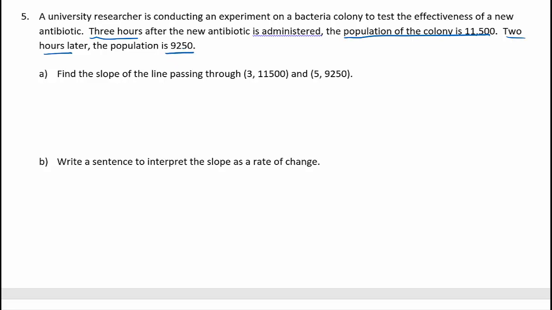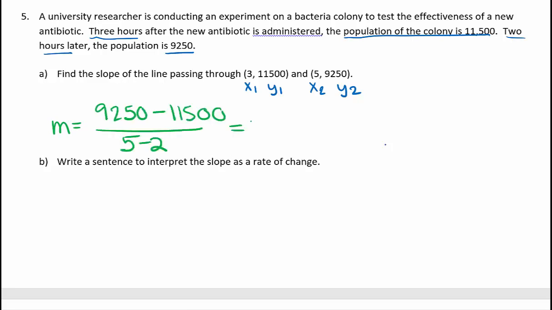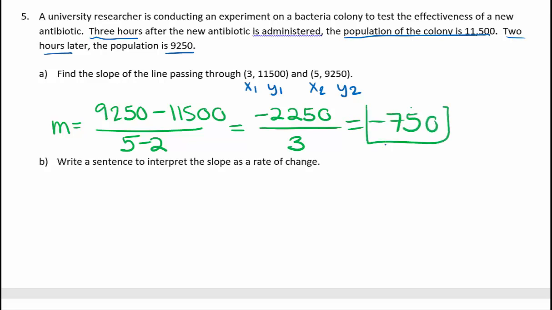Part A says find the slope. So actually the words don't even matter here. We have a formula for finding slope, and they've given us 2 points. We can say the first one is x1, y1, and the second point is our x2, y2. And then this problem is exactly like the one we just did. We're going to take our change in y and divide that by the change in x. 9,250 minus 11,500 is -2,250. 5 minus 3 is 2. And I end up getting -750.